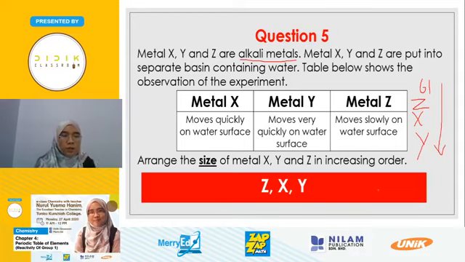Okay, I saw some students answer it correctly. And with questions like this, you have to be very careful. You have to analyze properly. Don't read the question too rushed, otherwise you will miss the important point.